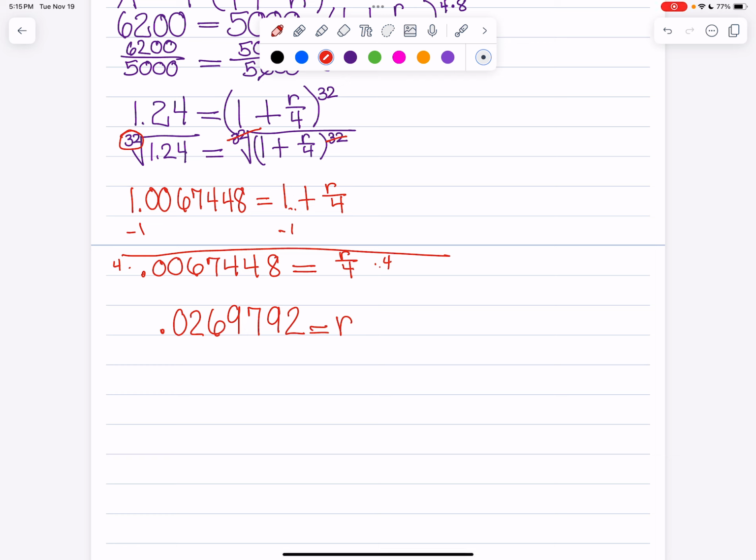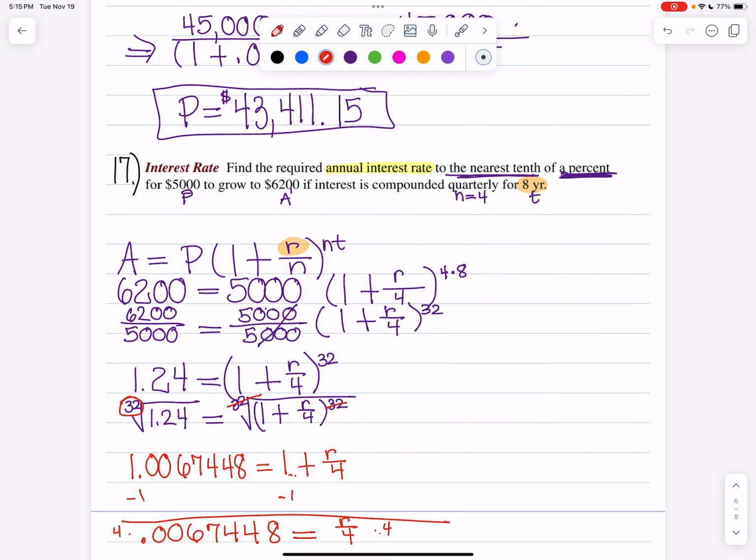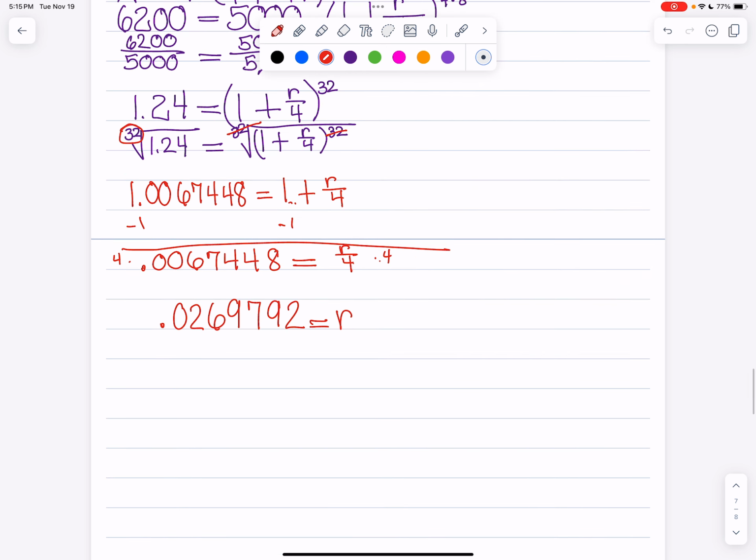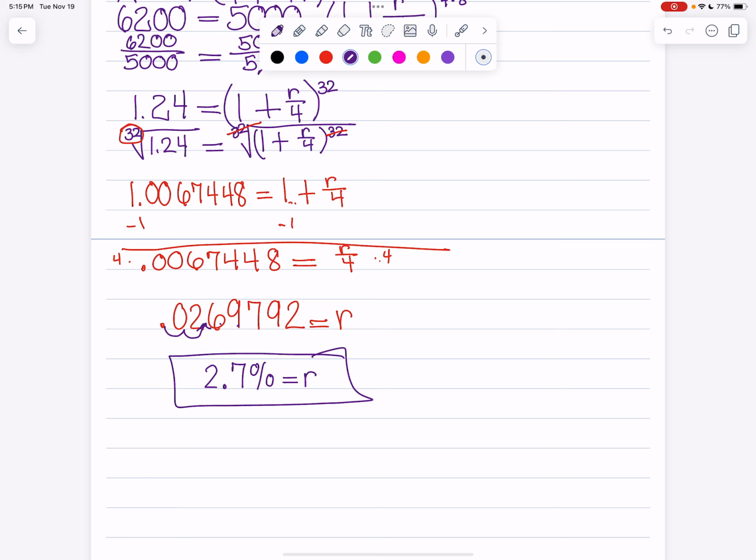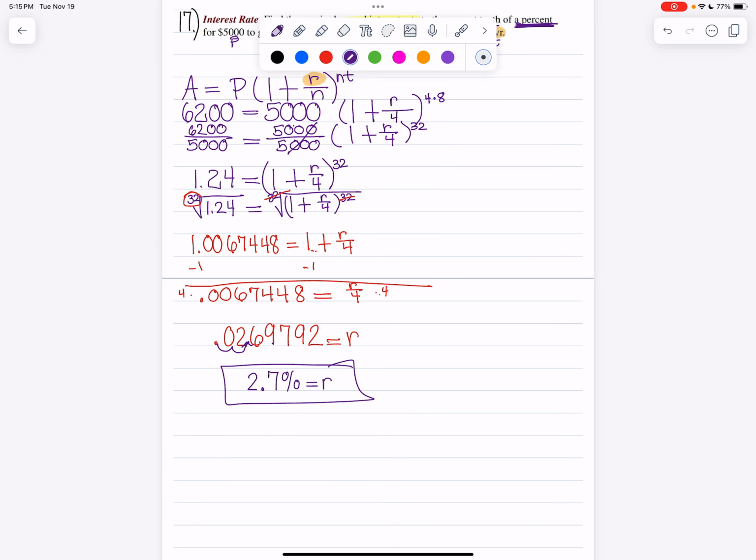This is not my final answer. That's just the decimal version of the rate. It wants it in percent because it says tenth of a percent, so I should only do one place after the decimal. Well, all I got to do is move 2 places right here. So it gives me 2.69, and the 9 makes that go to 2.7. So 2.7% is my rate. This is my final answer. This helps you all with the calculator. Please pull out your calculator and practice this as I go along, or redo the video so you're practicing this.